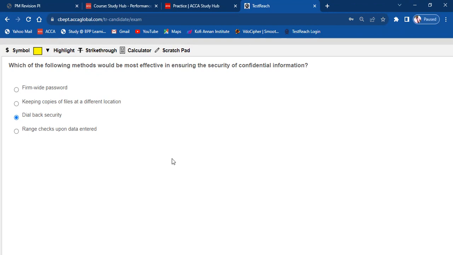It secures your confidential information. If somebody is accessing my Facebook account somewhere else, I should have a text message or call back from Facebook saying that somebody wants to change my password. Am I the one? That's a high security thing.